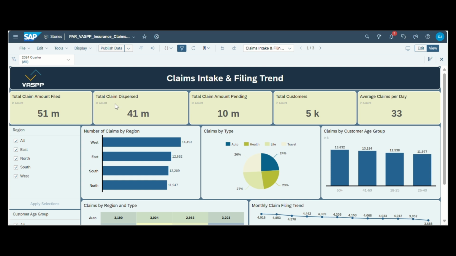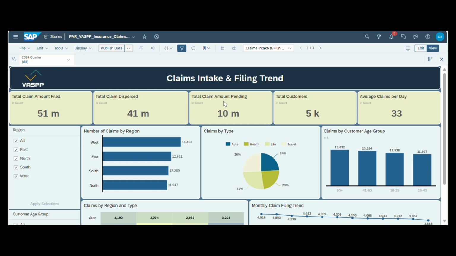Next to that, we see the total claim dispersed, now at 41 million. This amount reflects the actual payouts made, what has moved from potential exposure to real financial impact. Comparing this to the filed amount helps us understand throughput efficiency and payout velocity.